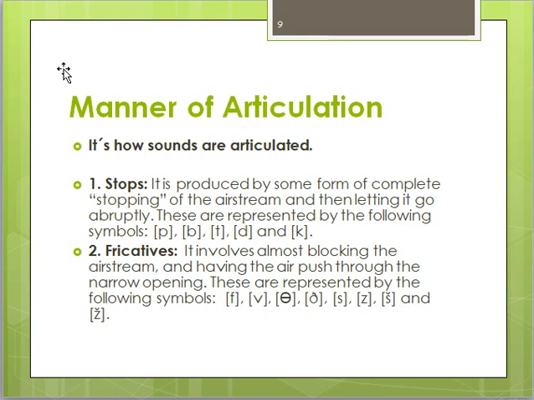Now the second type is fricatives. Here the air stream is not blocked, I should say. It goes through a very narrow opening, making friction in the air, and these are like se, ze, je, and sh. All these, sh and je, are produced in a way where air goes through a very narrow opening.